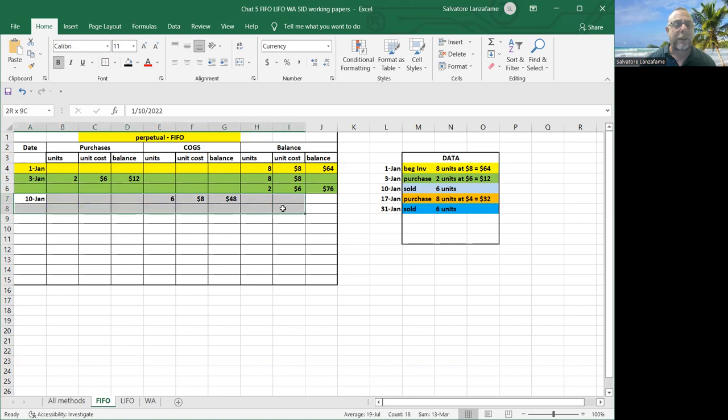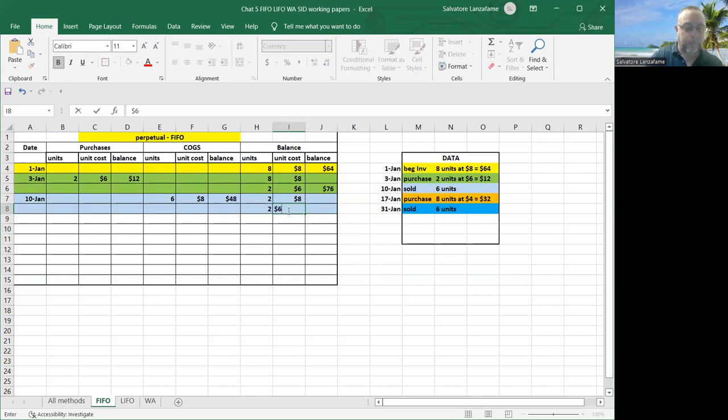So what do we have left in inventory? Let me use the same color coding I used before. Out of the 8 at 8, I sold 6 of them, so I only have 2 left. So 2 at 8, along with the 2 that were still there at $6.